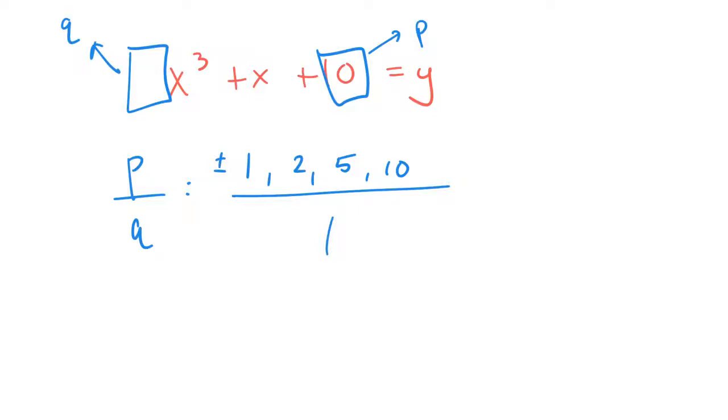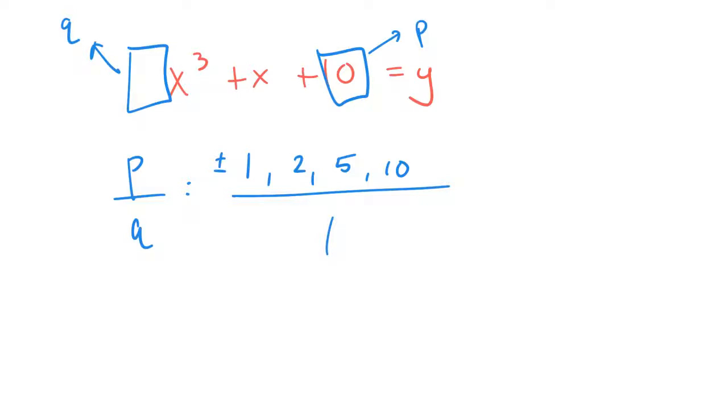So those are my eight possibilities of roots for this problem. My roots can be plus or minus 1, plus or minus 2, plus or minus 5, plus or minus 10. Those are my 8 possible roots. Remember, it's always over whatever the q factors are, but q is 1. So that made this problem nice and easy for us.